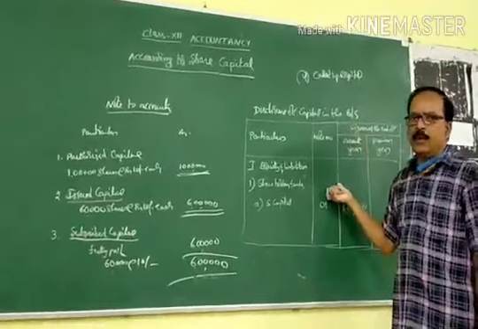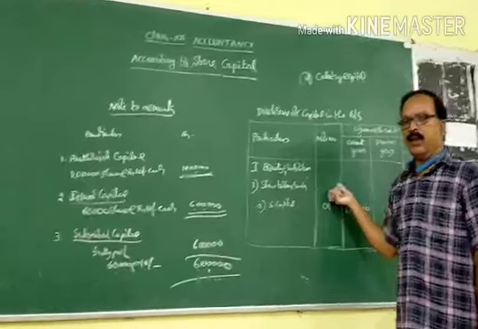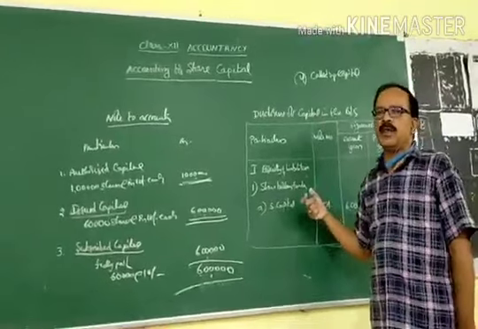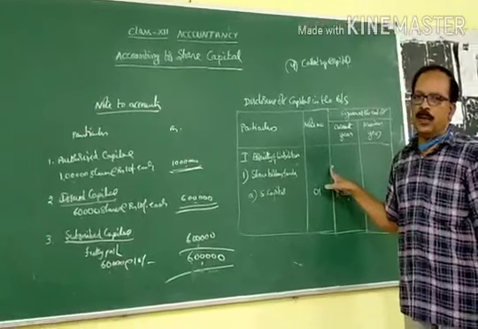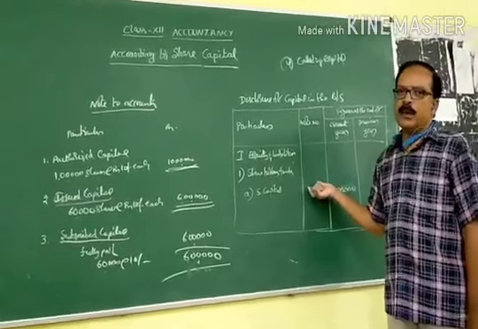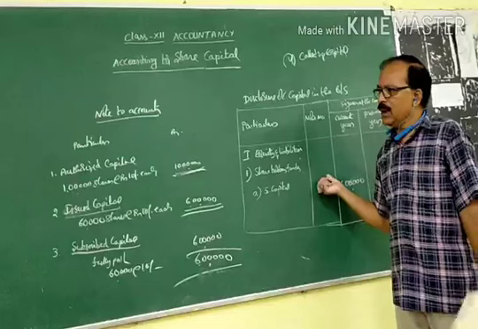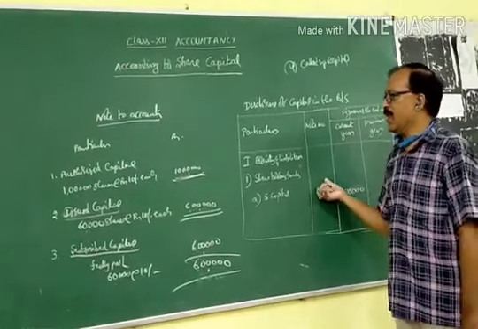Now, this is the pro forma of the company's balance sheet. In case of class 11, we prepared a balance sheet, and for that there are no rules and regulations. But in case of companies, we have to follow the pro forma given by the Companies Act 2013 as well as 1956.